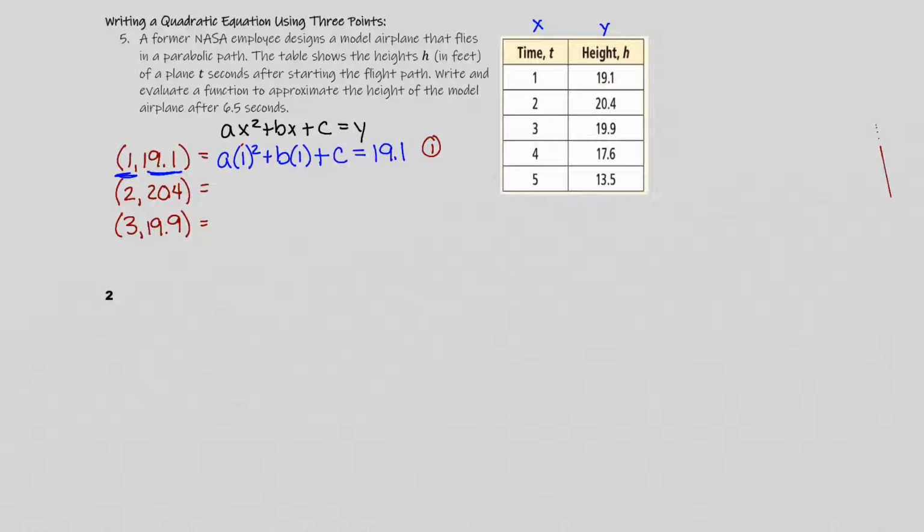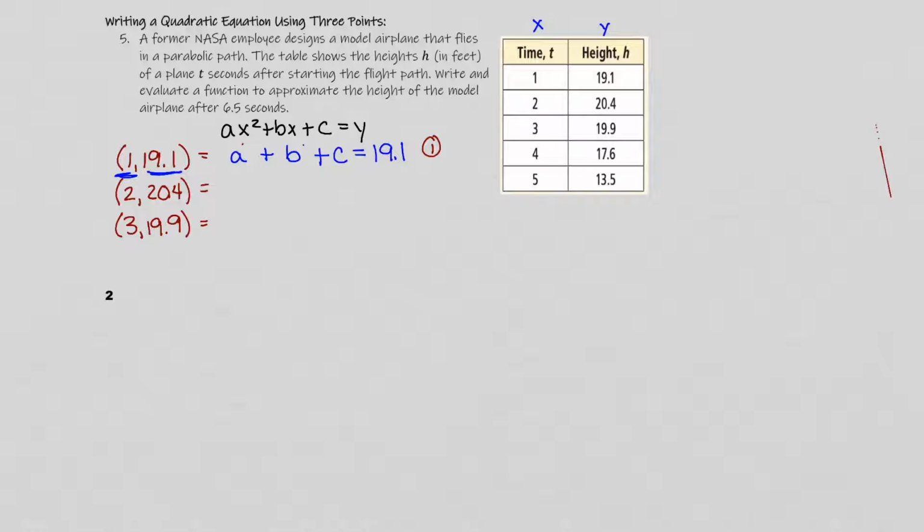Okay, that does simplify, and I'm going to go ahead and simplify it within here by erasing a little bit. But 1 squared is 1, and then b times 1 is b. So I really have a plus b, because 1 squared being 1, so it's 1a. B times 1 is b, so my first equation is a plus b plus c equals 19.1.